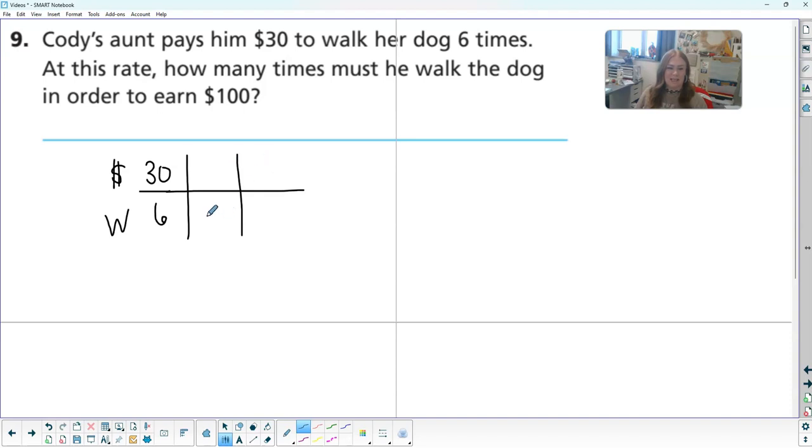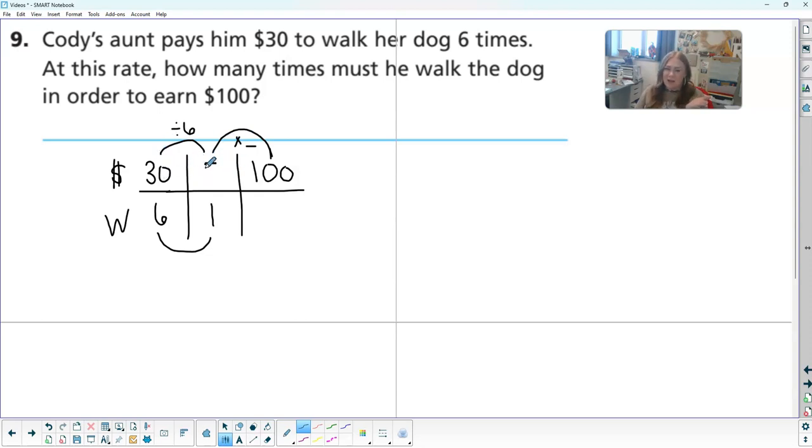So if he walks the dog 1 time, how much will he make? And then I'm trying to find 100. So if he walks the dog 1 time, I'm going to divide by 6, divide by 6. So if I divide by 6 here, what do we get? And then now that I know this number, I can see how many of these go into here. So you're going to have to do 100 divided by this number to see that. So you're going to times by how many? This, right? So 6, I'll help you out here.